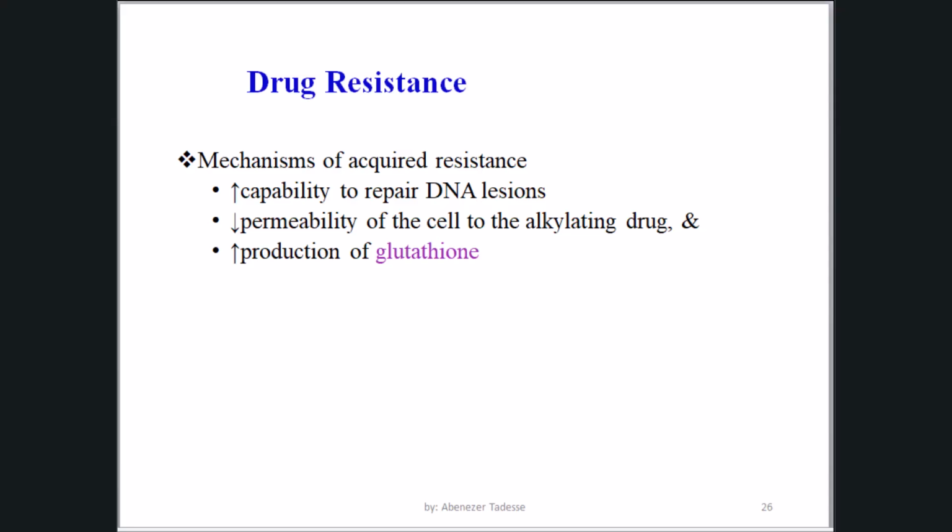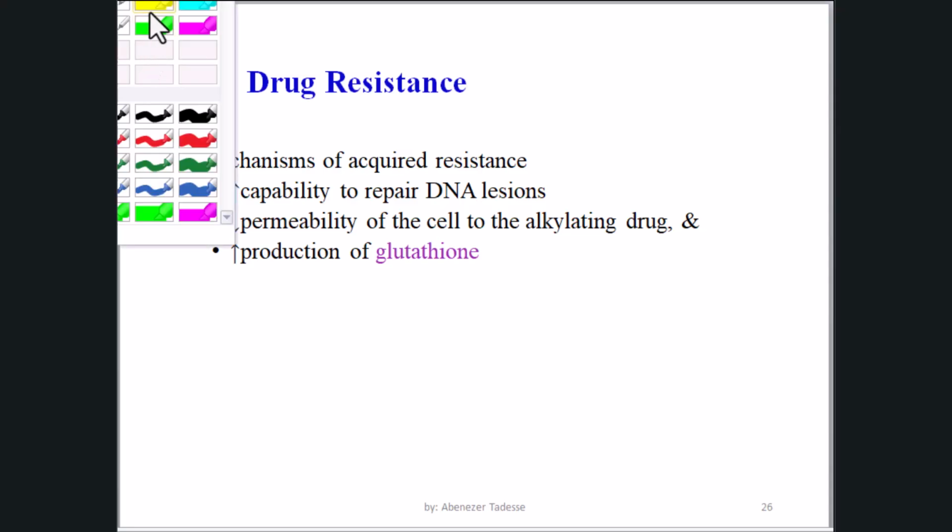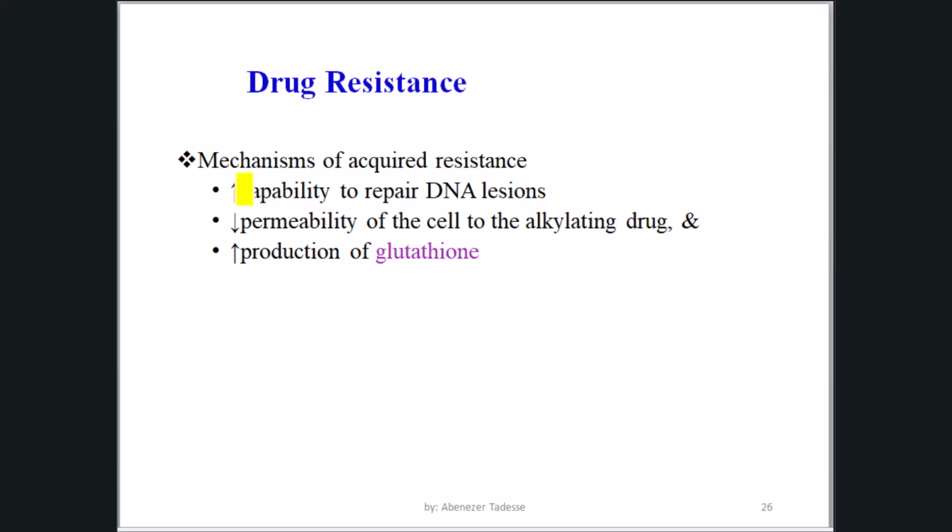The other topic is drug resistance. Let's see how alkylating agents develop drug resistance. The first is increased expression of various proteins, especially overexpression of DNA repair proteins, which leads to decreased apoptosis. The other is decreased permeability of the alkylating agents into the cell. This is due to P-glycoprotein formation that pumps the alkylating agents out of the cell.